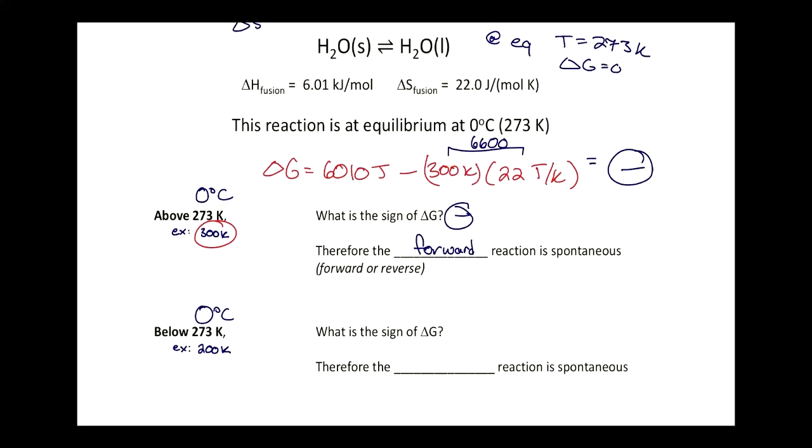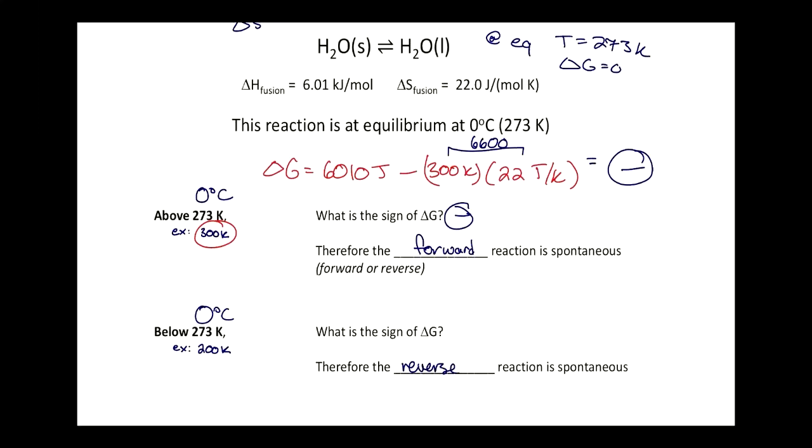Or let's ask ourselves, what if we're below 0 degrees Celsius? Does this reaction happen below 0 degrees Celsius? No, this is melting of ice. You're saying, oh, water melts below 0 degrees Celsius? No, that doesn't happen. But think about it the other way. If the forward reaction is not spontaneous below 0 degrees Celsius, what about the reverse reaction? What is the reverse reaction? Liquid to solid. That's freezing. So it seems like below the freezing point temperature, 200 Kelvin, the reverse reaction is actually spontaneous.